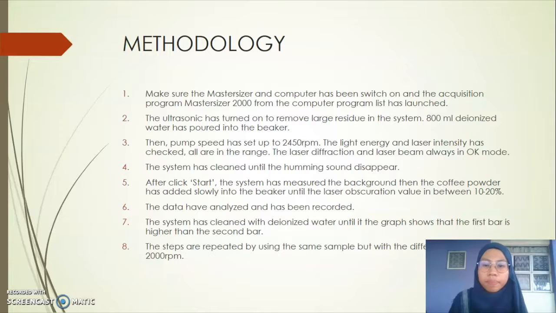The system is cleaned with deionized water until the graph shows the first bar is higher than the second bar. The steps are repeated using a different pump speed, which is 2000 rpm.